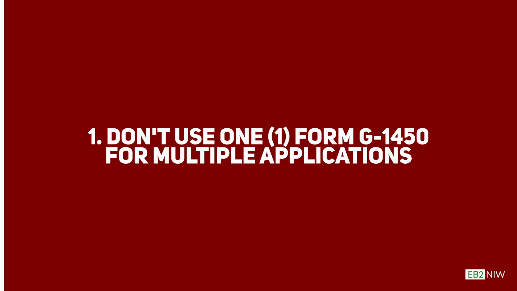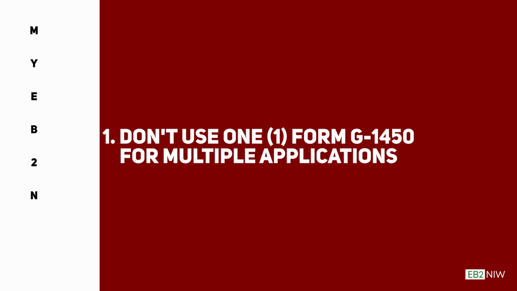Now, there are things that USCIS wants you to note, right? There are things they don't want you to do, and I want to mention 3 of these things that they don't want you to do. So one of the things that they don't want you to do is using one form G-1450, which is the authorization for credit card payments, to pay for multiple applications.